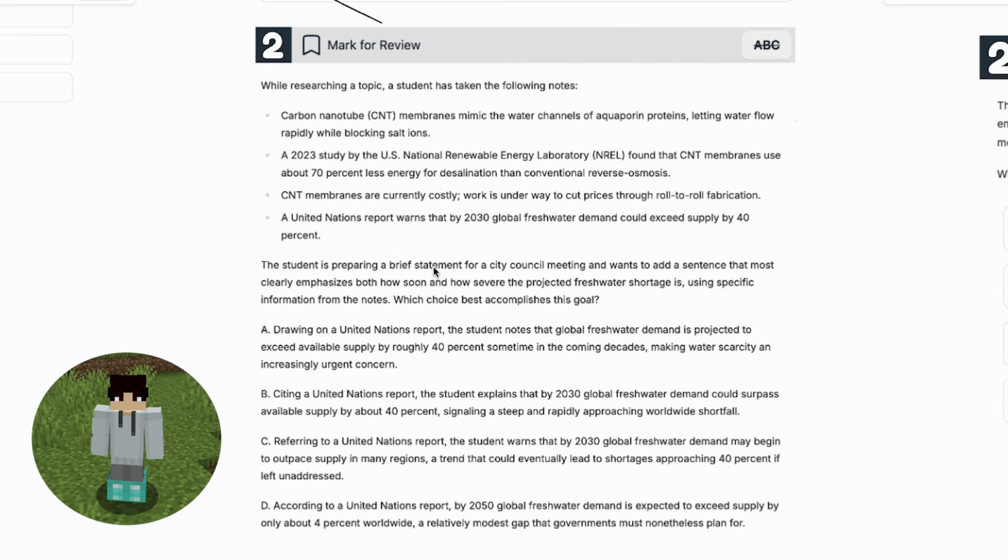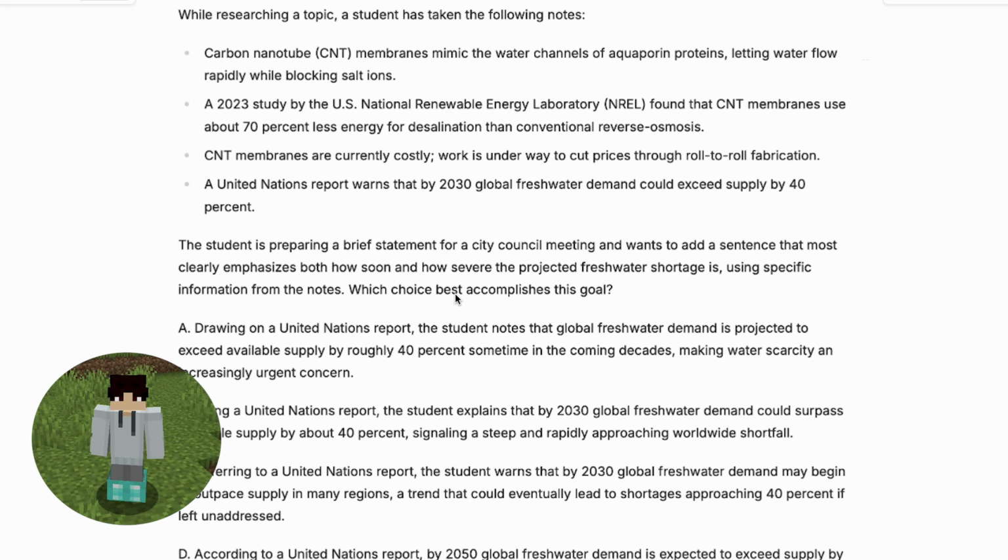So for this one, the student is preparing a brief statement for a city council meeting, and the student wants to add a sentence that most clearly emphasizes both how soon and how severe the projected freshwater shortage is, using specific information from the notes. Let's now look at the choices.